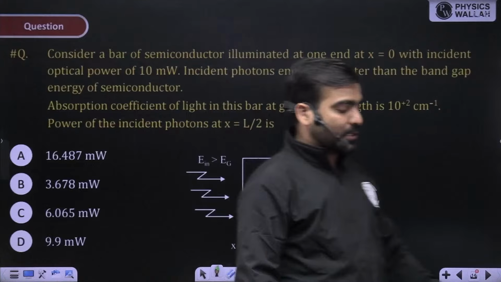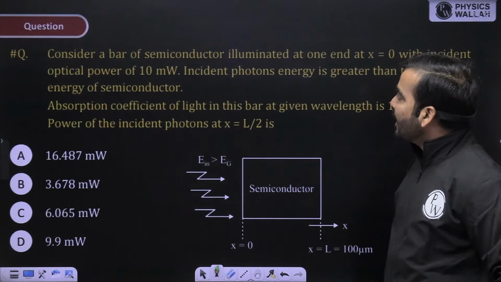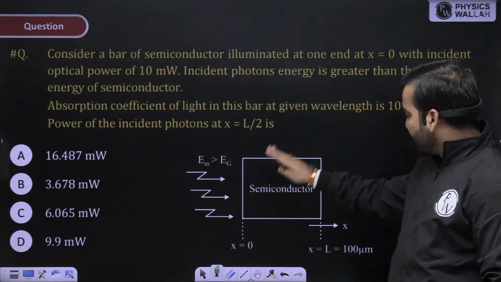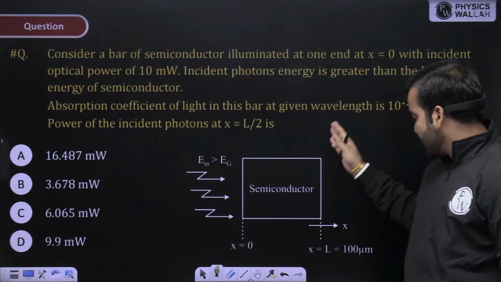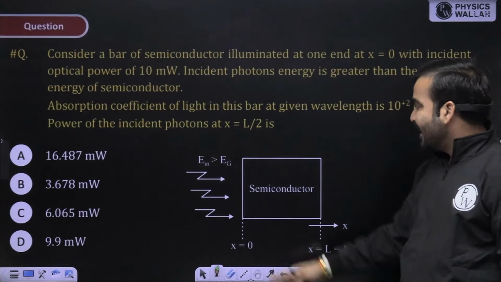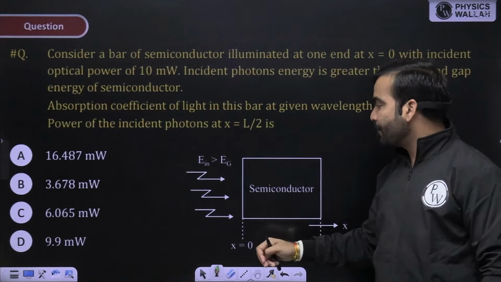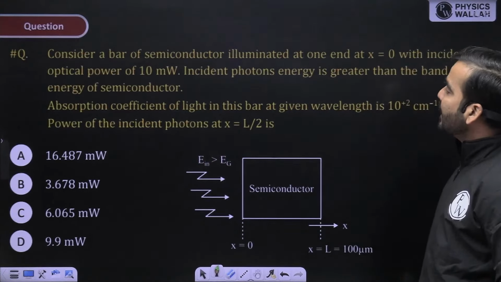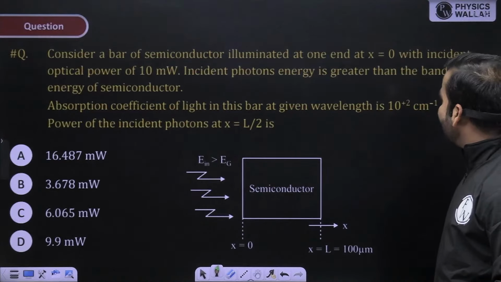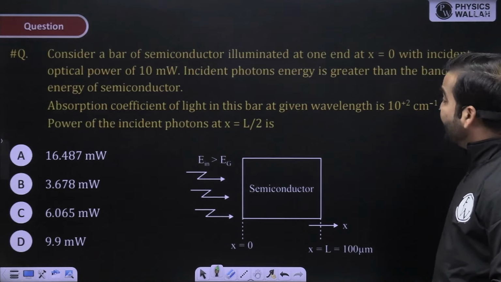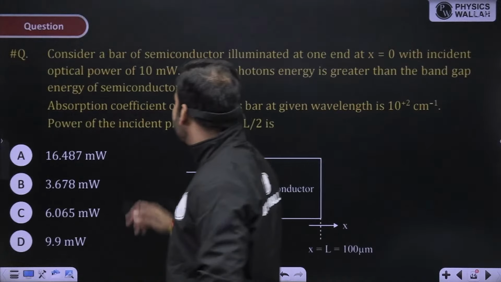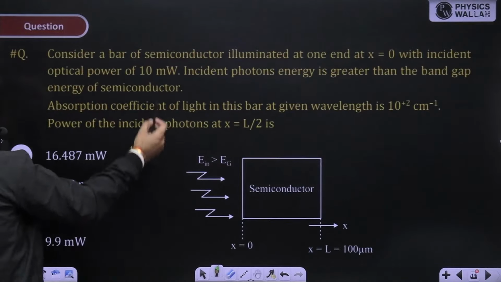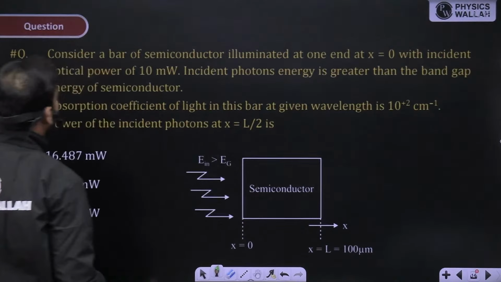Let's go to this question. Question is, consider a bar of semiconductor illuminated at one end. Suppose a semiconductor we are having, this is x equals 0, this is x equals L, that is 100 micrometer. It is illuminated at x equals 0, where the light energy is greater than the band gap Eg, with incident optical power of 10 milliwatt. Incident photon energy is greater than the band gap energy of the semiconductor.